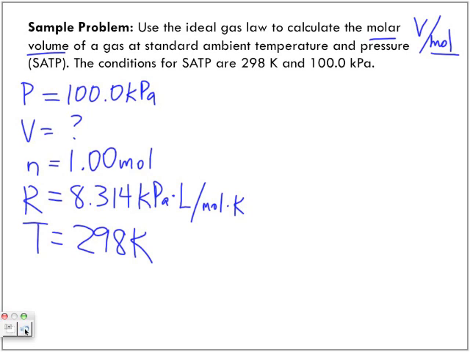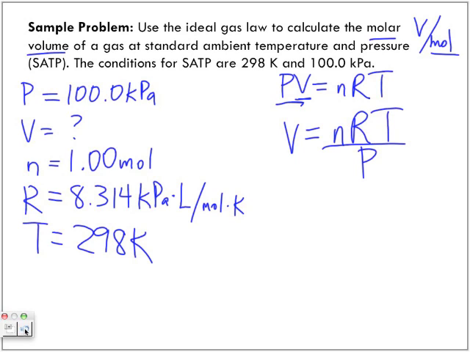So what we were trying to do here is rearrange the equation PV equals nRT. What we're trying to do is isolate for V. To isolate for V, move P across the equal sign. So V is equal to nRT over P. So let's substitute the numbers accordingly.